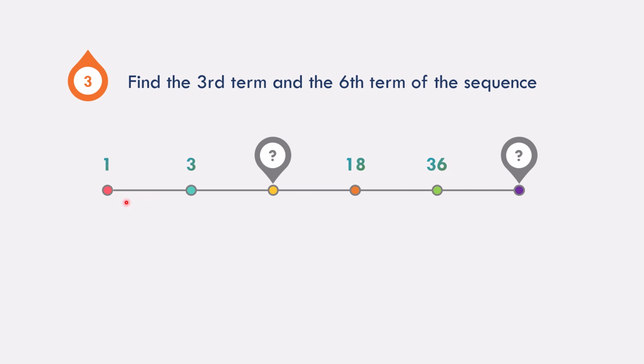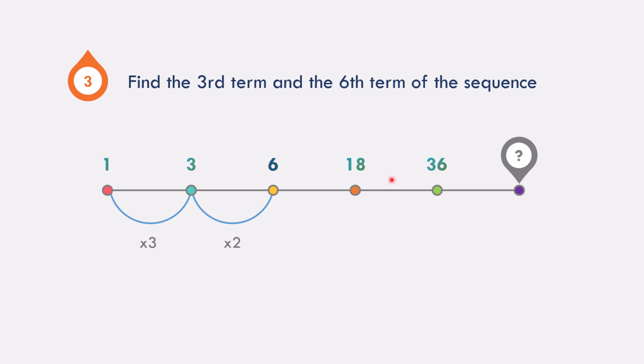So 1 times 3 is 3, correct. So it means if we multiply it with 3, we can get 3. How about here? 18 times 3 is 54, so it cannot be. So let us try if we multiply it with 2. So 18 times 2 is equal to 36. So as you can see, the pattern is we need to multiply it with 3, and we need to multiply it with 2. So 1 times 3 is 3. And then 3 times 2 is equal to 6.